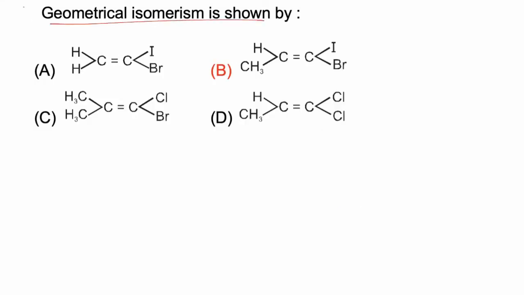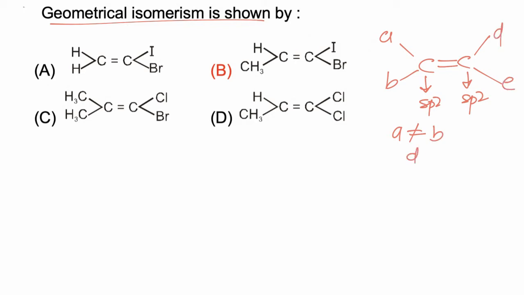For any molecule to show geometrical isomerism in alkene, it must have individually different units on the terminals. For example, these two are sp2 hybridized atoms. The atoms attached to the sp2 hybridized atoms must be different, so A must not equal B and D must not equal E. Any molecule that follows this condition will show GI. Now if we consider the first example, these two hydrogens are identical, so this molecule will not show GI.